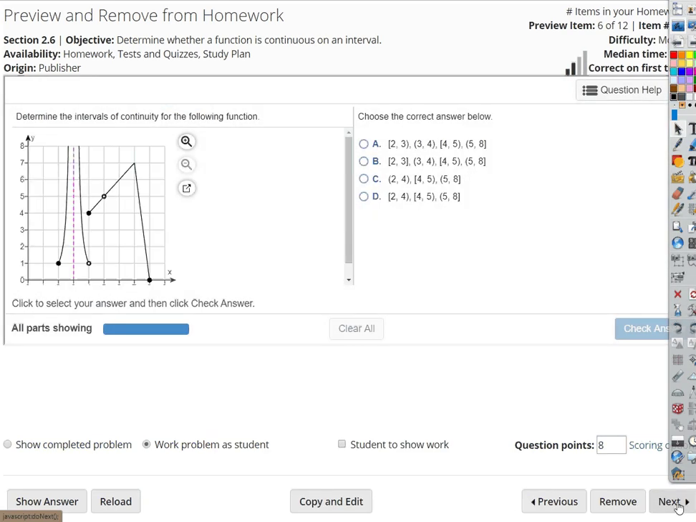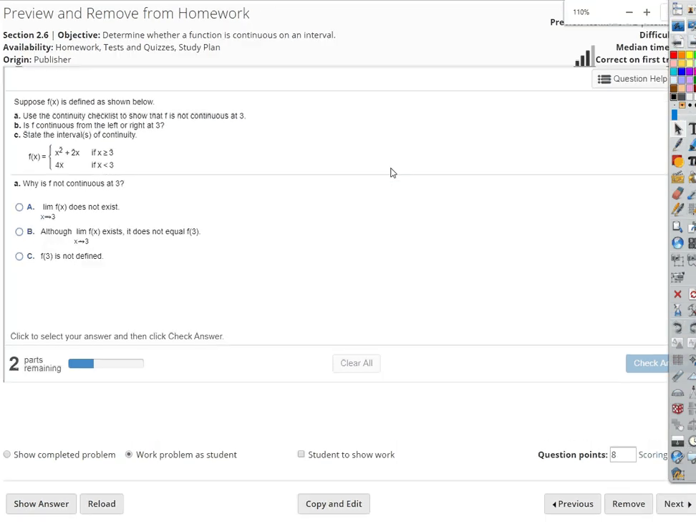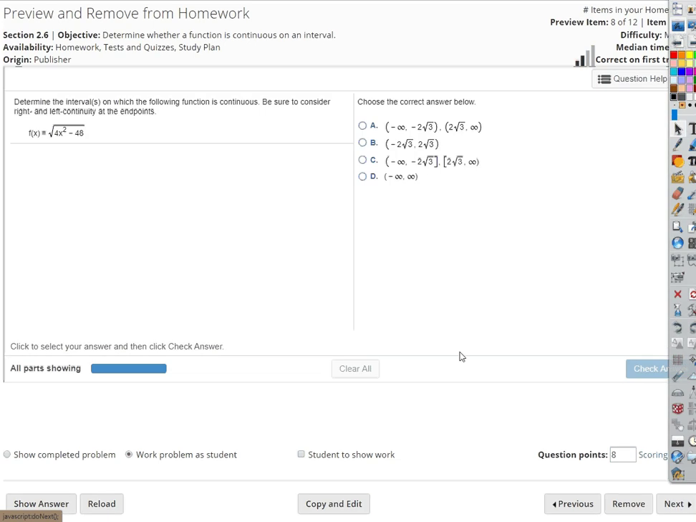Same kind of deal. Okay, continuity checklist, remember these? These are the ones where you're just looking at the 3 criteria: is the function defined? Is the limit defined? Does the value of the function equal the value of the limit? You're just going through the checklist. Is it continuous? If not, which criteria does it fail? We did one like this yesterday, so I think you're probably good on that.